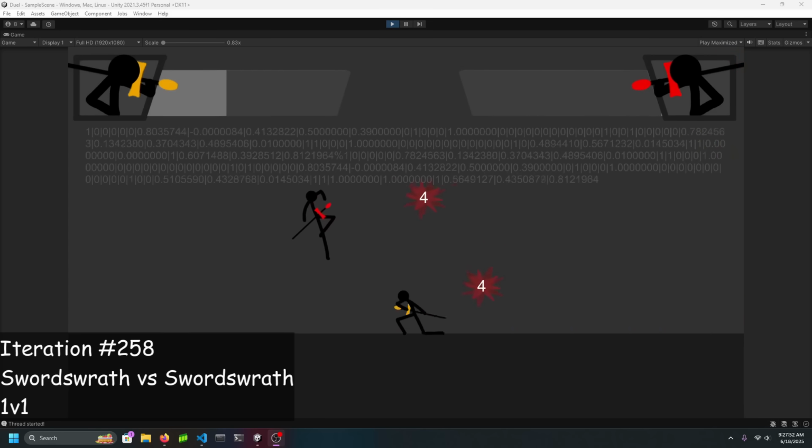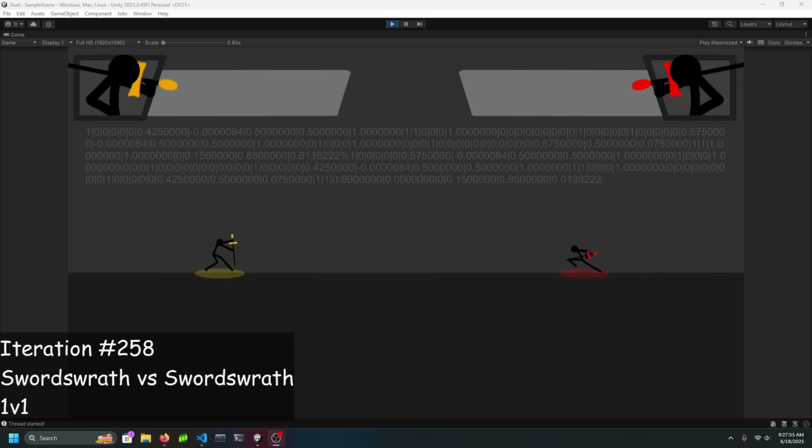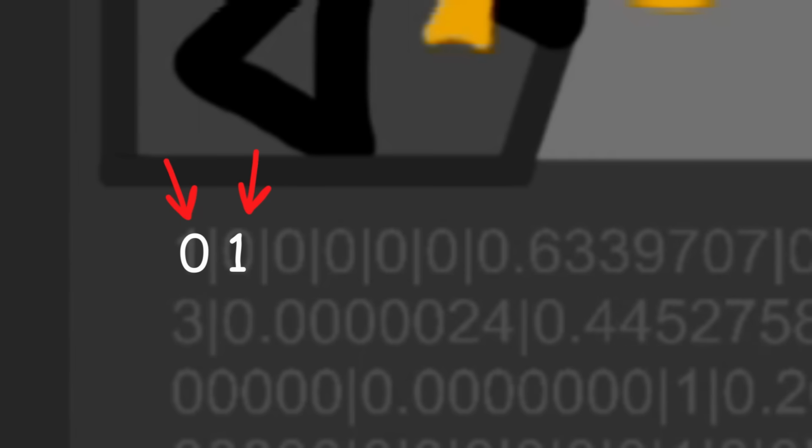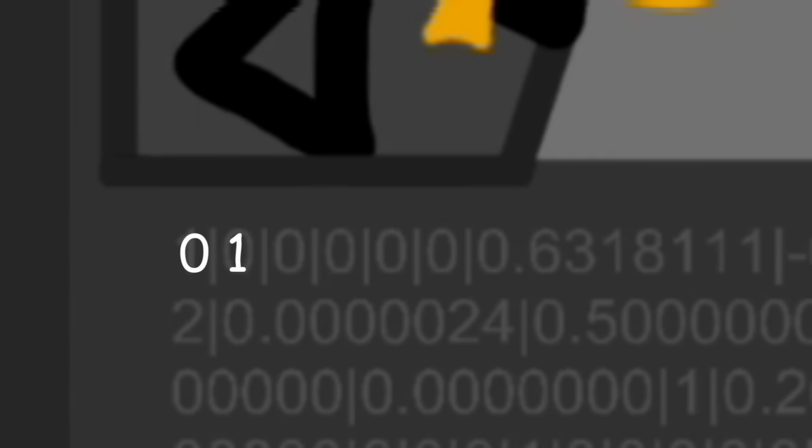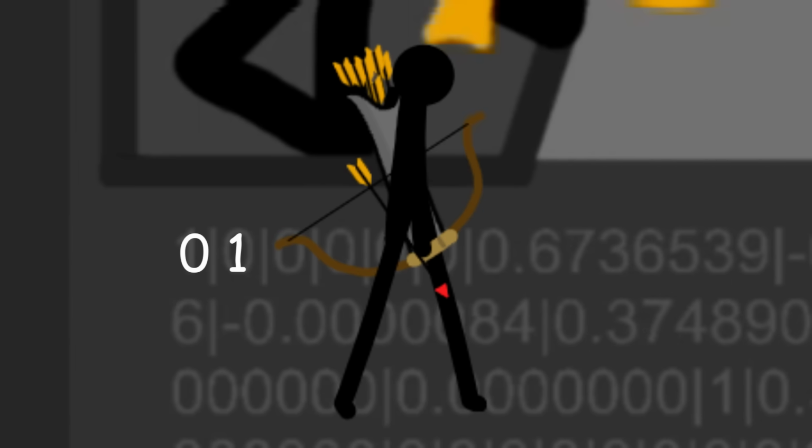Now, I wanted to add in the Archidon unit type. All I had to do is change around these two values, which basically tells the AI which unit type it's controlling. By swapping this 1 to a 0 and this 0 to a 1, I basically just told the AI that instead of controlling a Swords Wrath, it's controlling an Archidon.